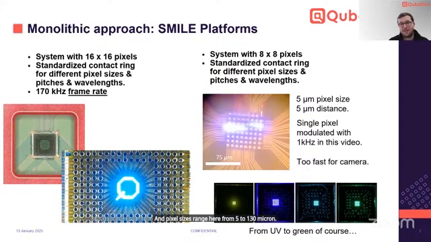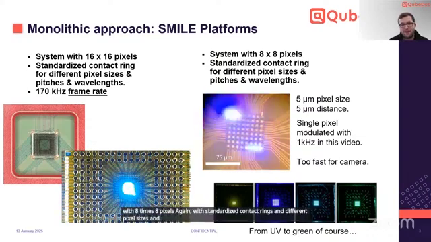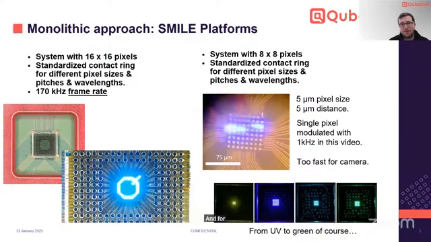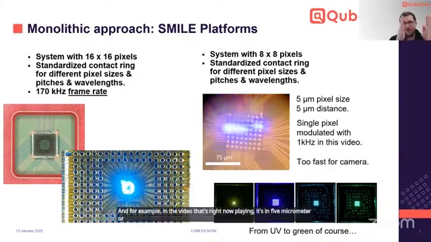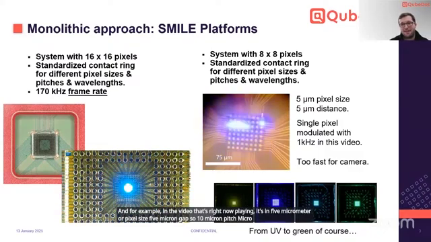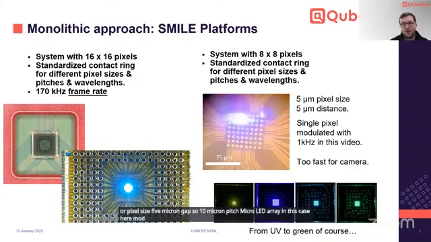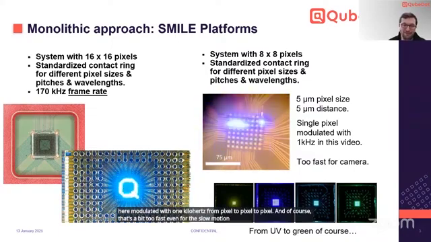Same systems exist as well with 8x8 pixels, again with standardized contact rings and different pixel sizes, pitches, and wavelengths. For example, in the video that's right now playing, it's a 5 micrometer pixel size, 5 micron gap, so 10 micron pitch, micro-LED array. In this case, modulated with 1 kilohertz from pixel to pixel to pixel. And of course, that's a bit too fast even for the slow motion mode of our installed camera.